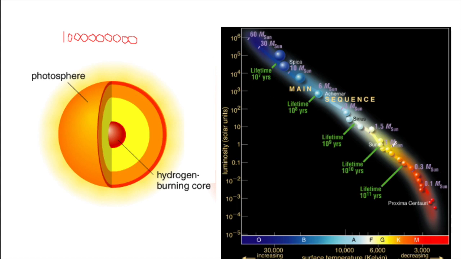Our sun, for instance, has a lifetime of about 10 to the 10 years. So it's 10 billion, and our sun is about halfway through its lifetime.